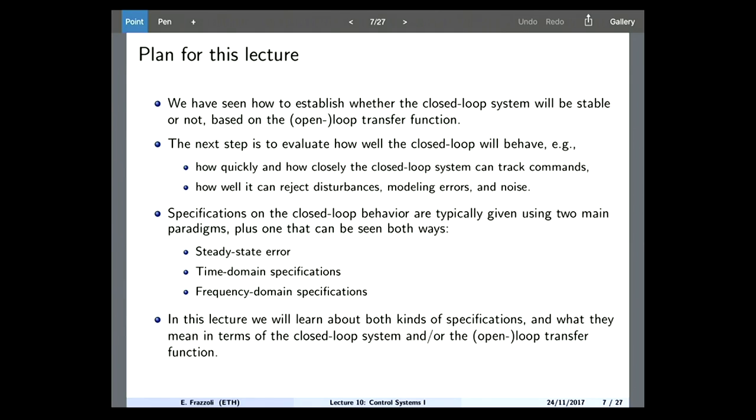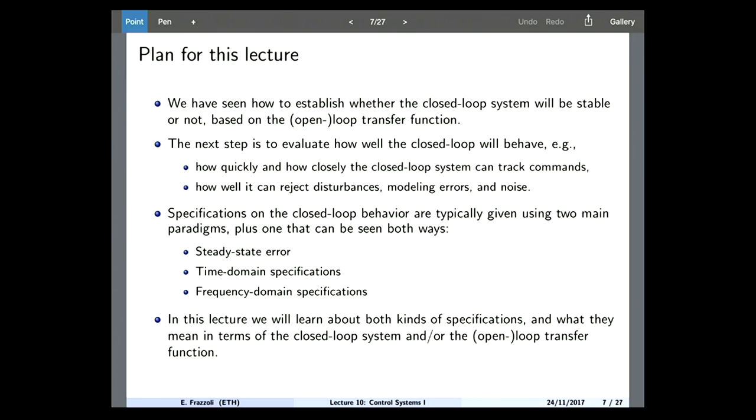So these specifications are typically given using two main paradigms that we will see. One is in terms of time, what are called time domain specifications. Time domain specification means that you're setting, for example, that I want my error to converge to zero within 10 seconds, or I want my system to overshoot the steady state value by no more than 10%, or something like that.